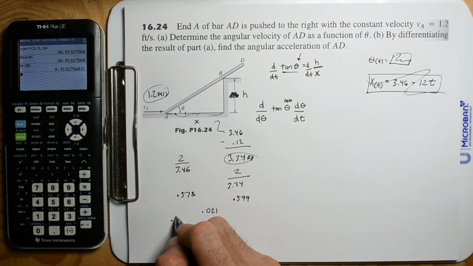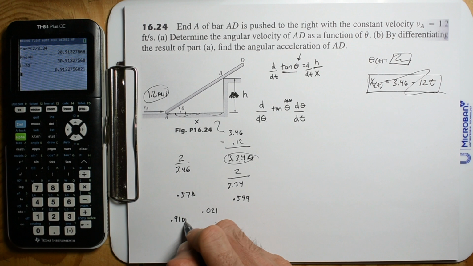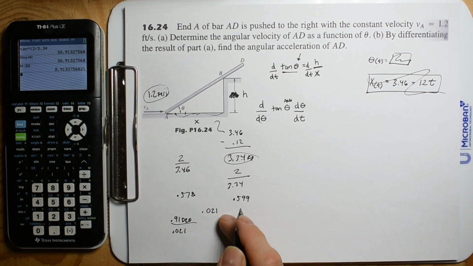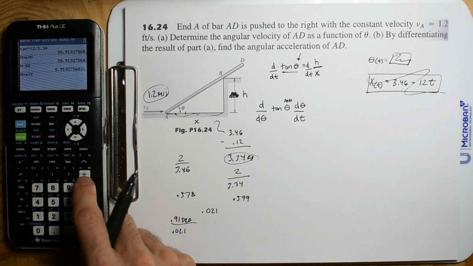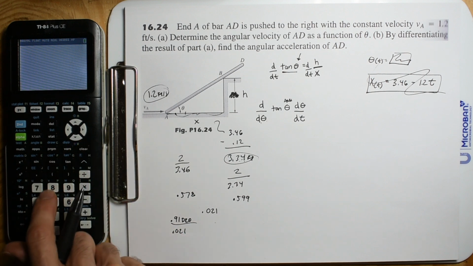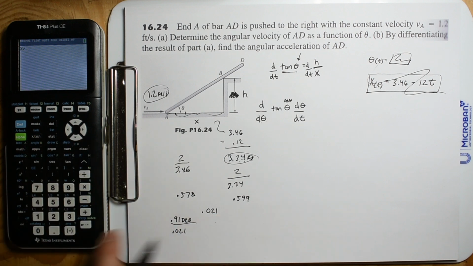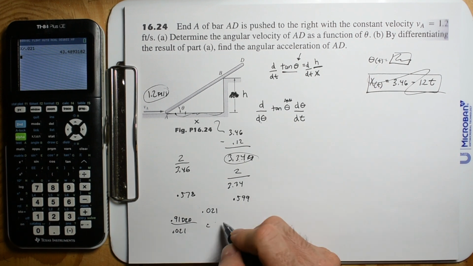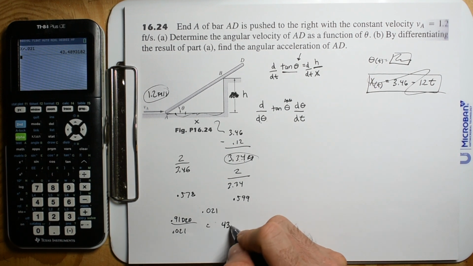So the angle changed by 0.91 degrees. Divided by 0.021. I'm going to store that as x just for now. So we're going to have that x divided by 0.021, and we get a number. It might not mean anything, but we get a number of 43.48.